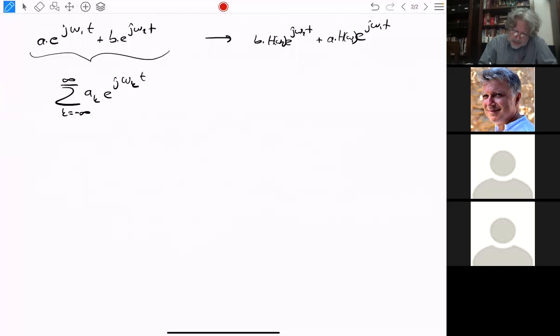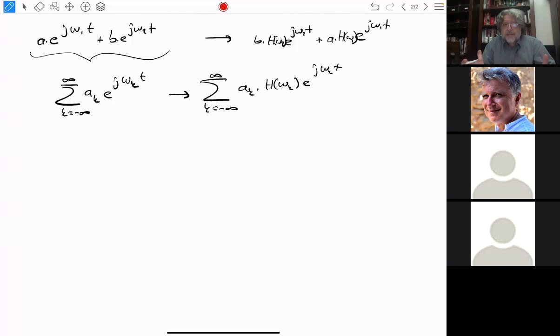Okay, I will write it later. The output will be the summation over k from minus infinity to infinity, a_k H of omega k e to the j omega k t. So the input-output relation has this kind of behavior. Now, these are the Fourier series coefficients, and those Fourier series coefficients are, as you see, multiplied with the frequency response of the system at the corresponding frequency.